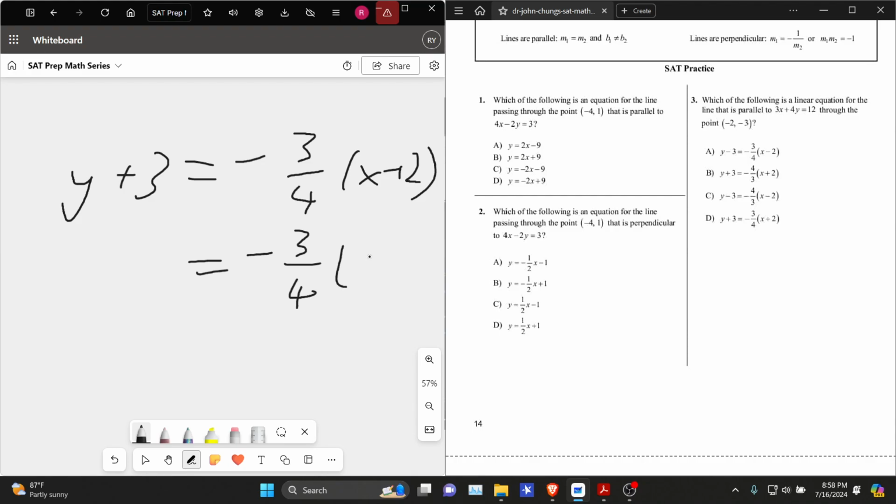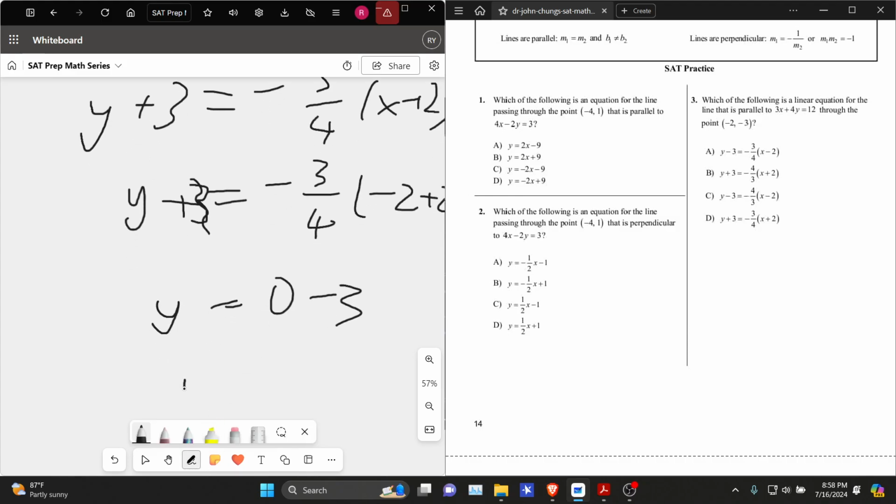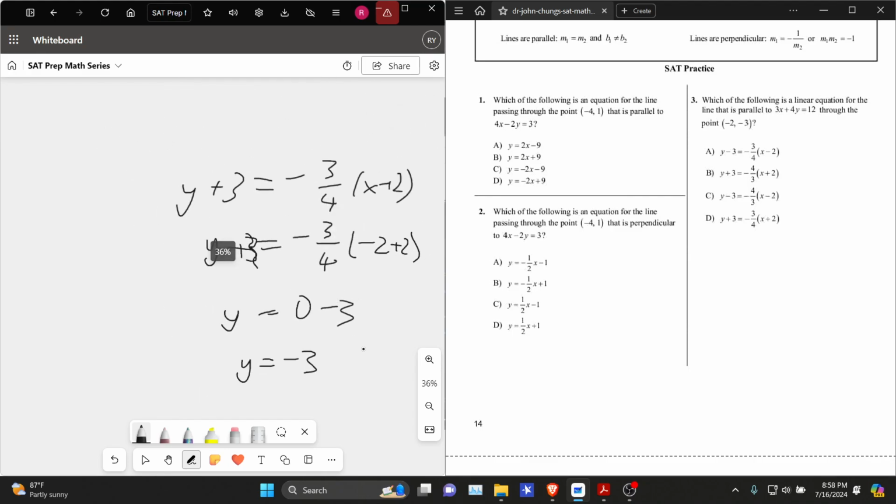Yeah, this is right. So -2 plus 2, you get 0 in those brackets. You get y plus 3 here, and then 0 here, so y plus 3 gives you -3 over here. And y is equal to -3 when x is -2. So that's why the answer to number 3 is D. Okay, good.